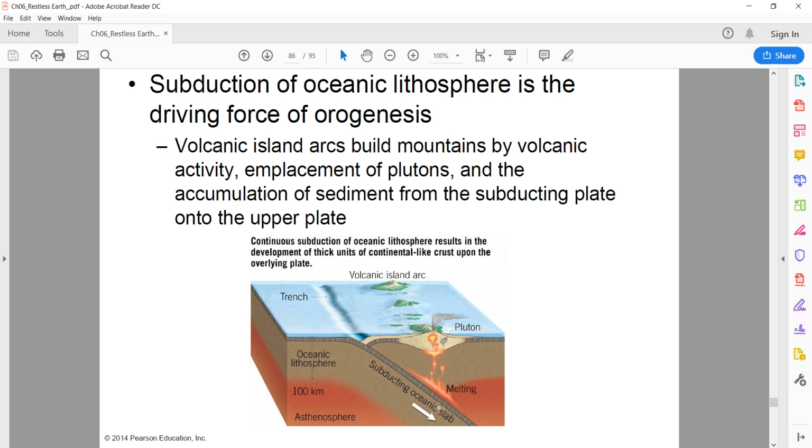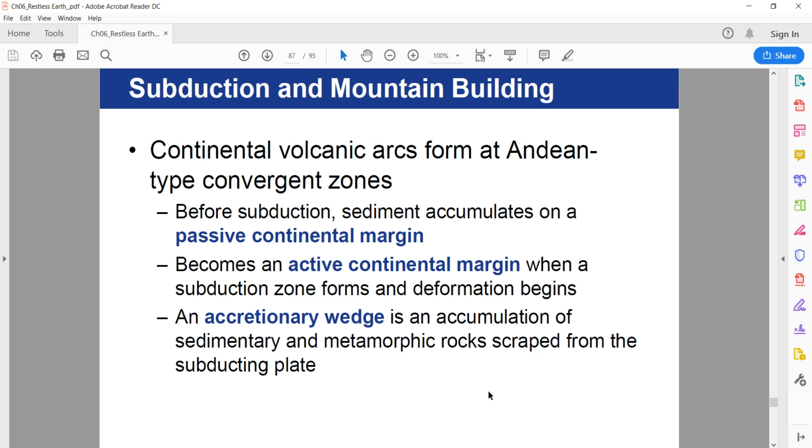But the denser one, as it sinks, will start to melt at a deeper depth, and then the magma starts rising, and sometimes it breaks through, and then it creates this series or chain of island arcs. So this is how you get this volcanic island arc, or series of volcanic arcs in the middle of the ocean. Continental volcanic arcs form at Andean type convergent zones, before subduction sediment accumulates on a passive continental margin.